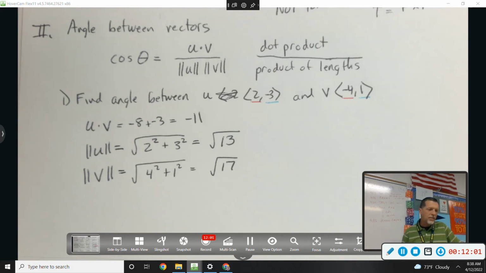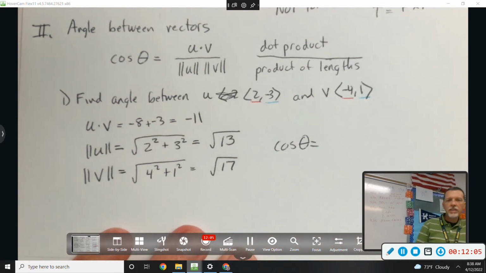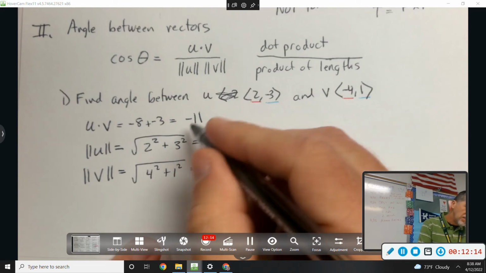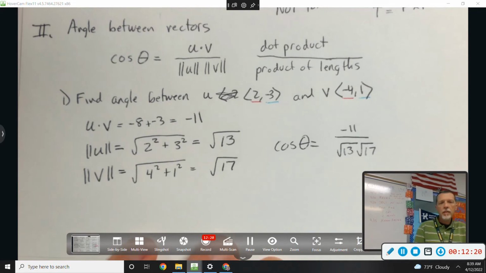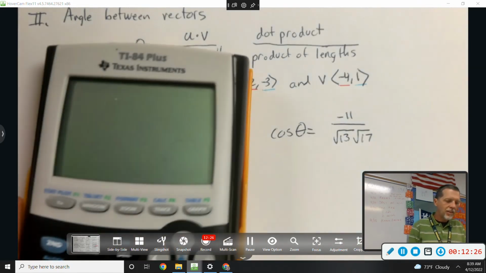So I got my pieces now. I can put them all together. Cosine of the angle is the dot product over the product of the lengths, which means I need to inverse cosine all of that stuff.